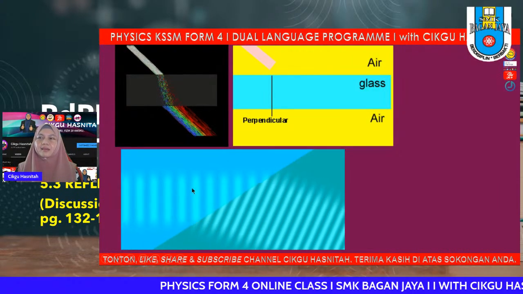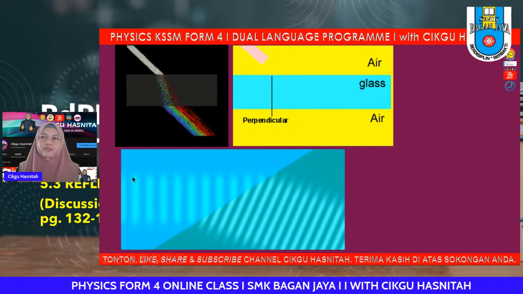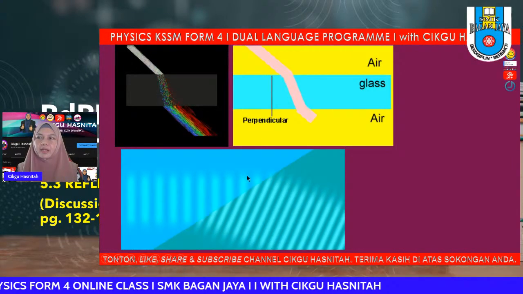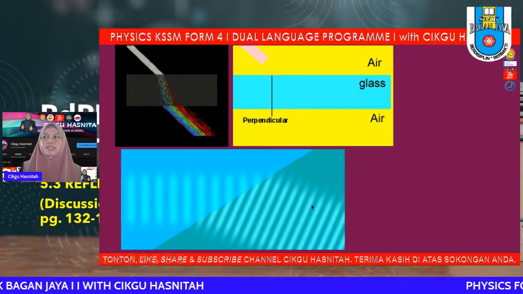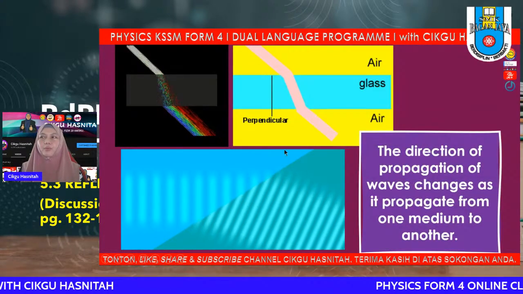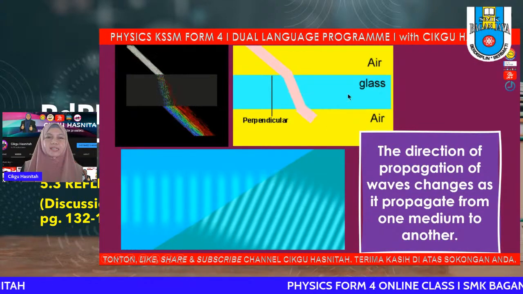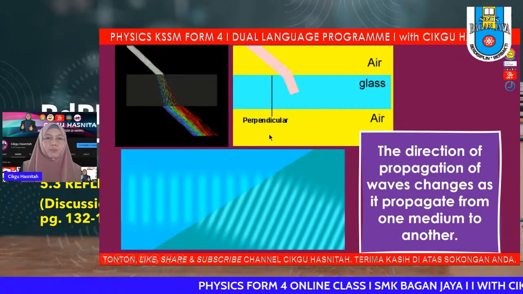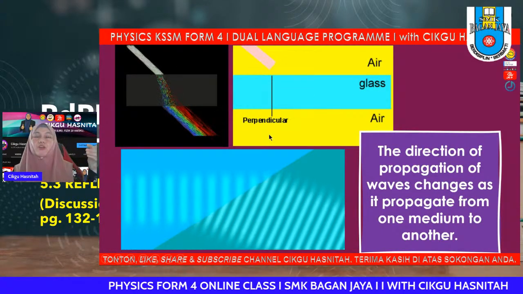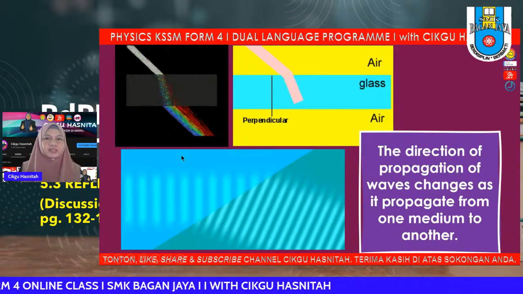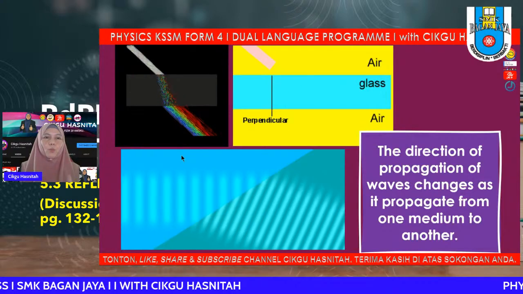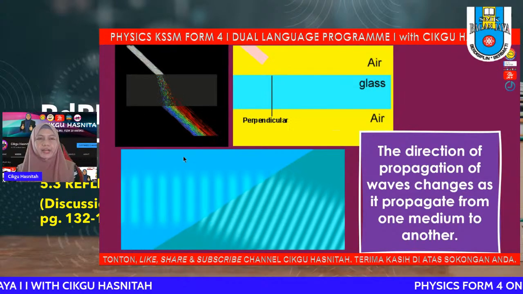Okay, and then here this is a water wave traveling from the blue region, entering the green region. So what can you say about the motion of the wave here? Again, we can see the direction of propagation, the direction of motion. So the direction of propagation of the wave changes as it propagates from one medium to another.